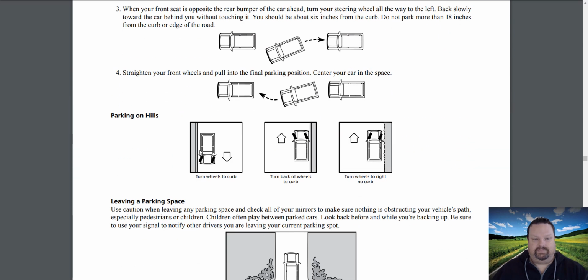Okay. Parking on hills. If you're going downhill, you want to turn your wheels to the curb. If you are going uphill, you want to turn your wheels away from the curb. If there is no curb, you turn your wheels to the right. The reason for that is because if there is a curb and you're going uphill, you turn your tires to the left. If your braking mechanism were to fail and you start rolling backwards, that curb is going to act as a brake for you.